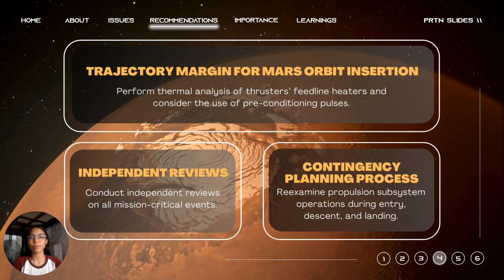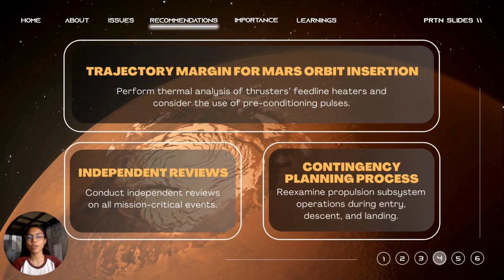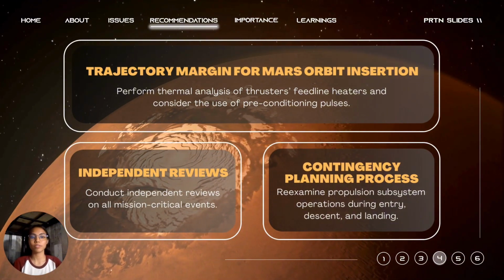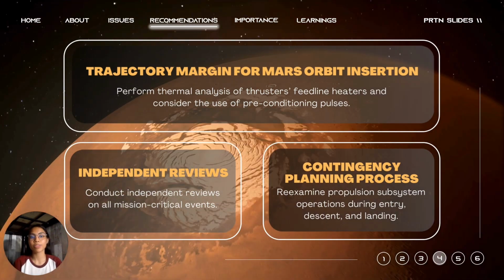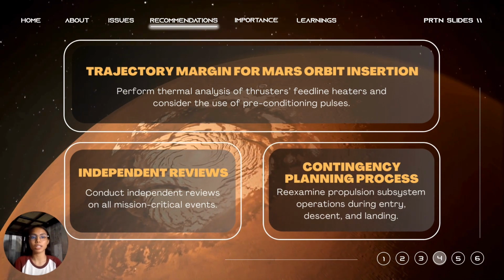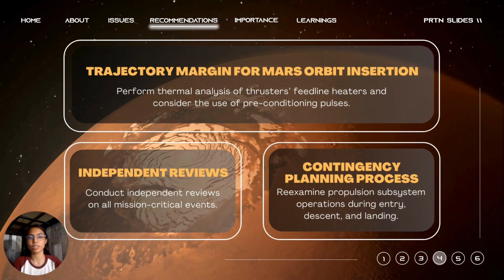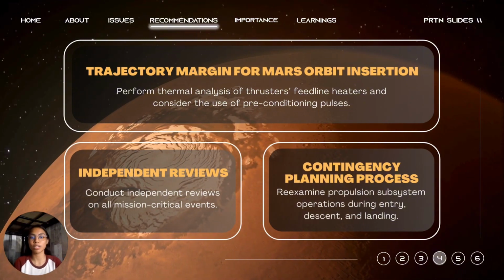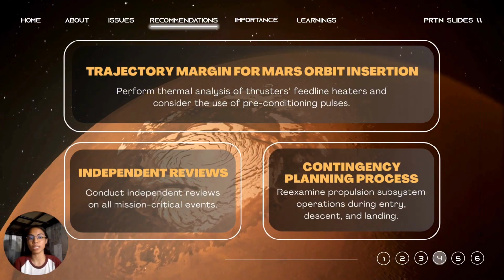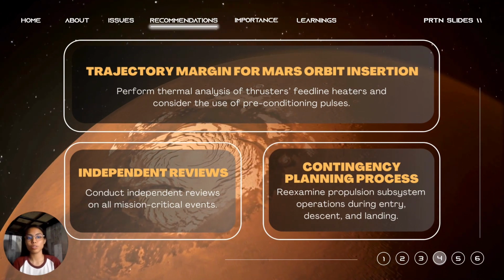Trajectory margin for Mars orbit insertion. Perform thermal analysis of thrusters and feed line heaters, and consider the use of preconditioning pulses. The board recommends enhancing data analysis procedures, implementing an independent navigation peer panel, and engaging the entire MPL team in TCM and EDL planning.